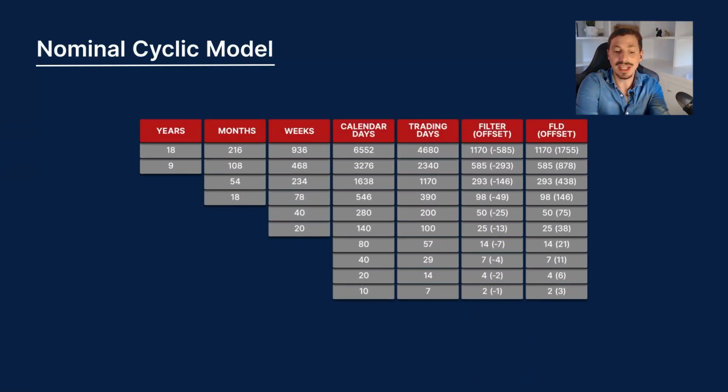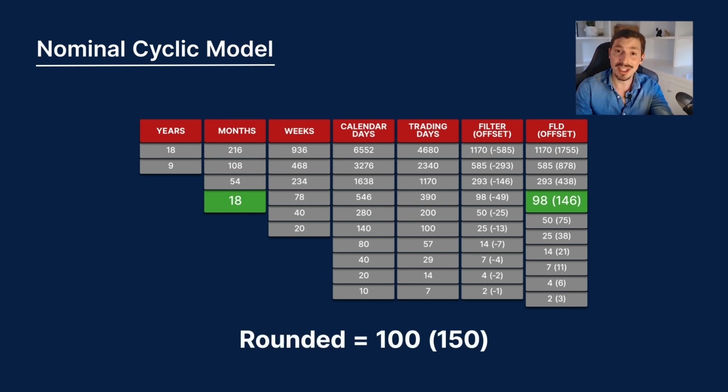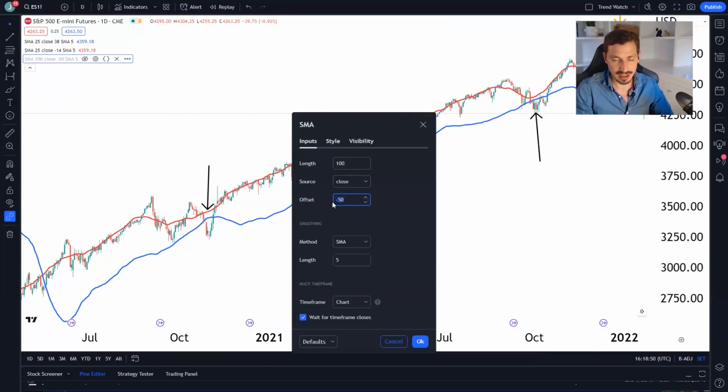So if you consult the table that I gave you, if I want to build the 18-month FLD, I need a 98-day moving average, and I need to displace it forwards by 146 days. I'm going to round this again, so I'm going to make it 100 days, and I'm going to move it forward by 150 days. And let me just build that real quick.